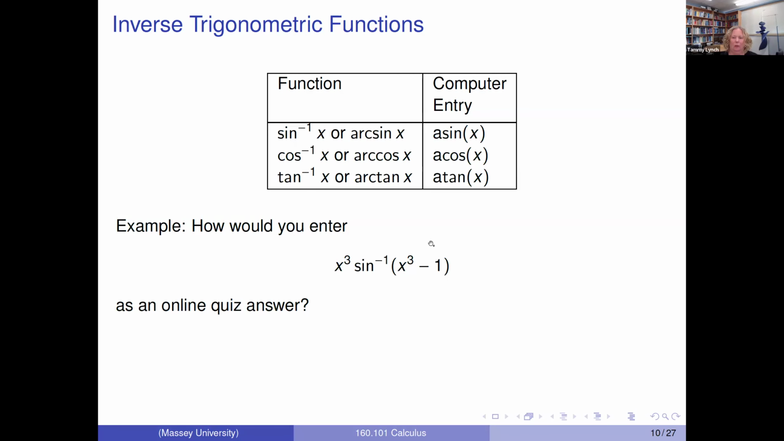Okay, so let's suppose I wanted to enter x cubed times the inverse sine of x cubed minus 1. Well, we've got x cubed first, so that's x^3. We're multiplying that by the inverse sine, so we need our asterisk. The inverse sine we write as asin. We have our brackets for what we want to input into that function. And then inside of those brackets, our input was x cubed minus 1. So x cubed is x^3 minus 1.